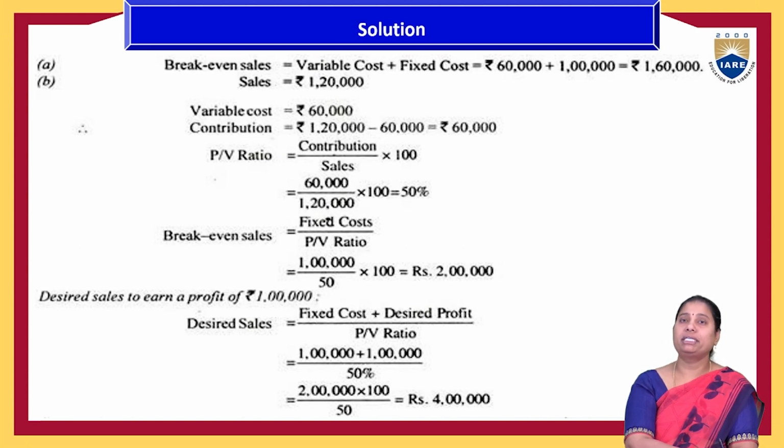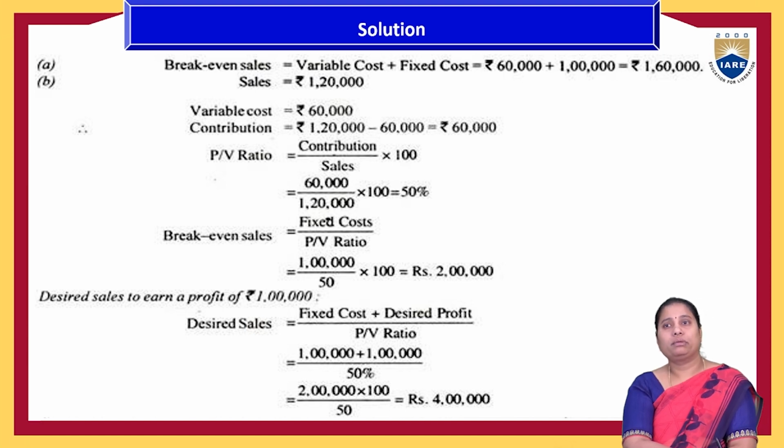First, the A case: the required break-even sales is equal to variable cost plus fixed cost, that is 60,000 plus 1 lakh, 1,60,000. B case: sales are 1,20,000 and variable cost is 60,000. Contribution is equal to sales minus variable cost, 60,000. Profit volume ratio is equal to 50%, calculated using the formula contribution divided by sales into 100. Now the break-even sales can be calculated with the formula of fixed cost divided by the P by V ratio, that is 1 lakh divided by 50%, which means 2 lakh rupees.